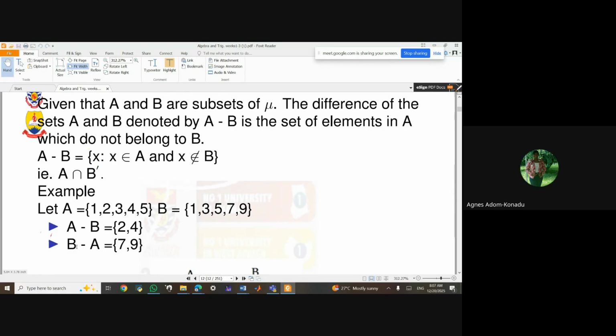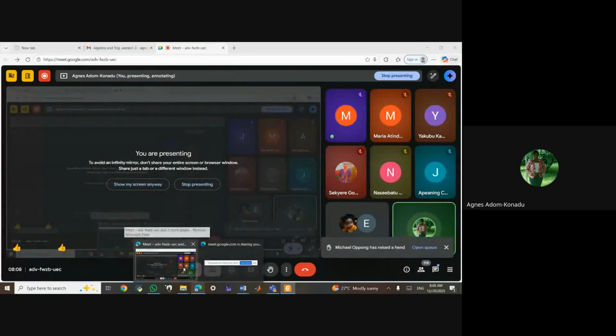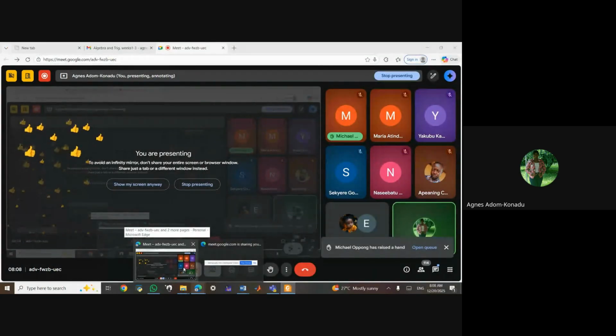Then we can also talk about B difference A. When we talk about B difference A, we are talking about elements that are in B but not in A. So we can see that we have some members which are in B but not in A, and they are 7 and 9. We don't have 7 and 9 here. So the focus is on B, the elements in B which are not in A. That is my difference. I think there's a hand up. Okay, Michael.